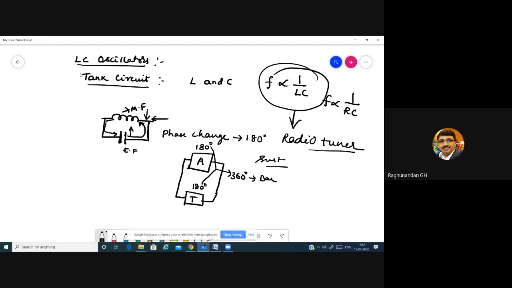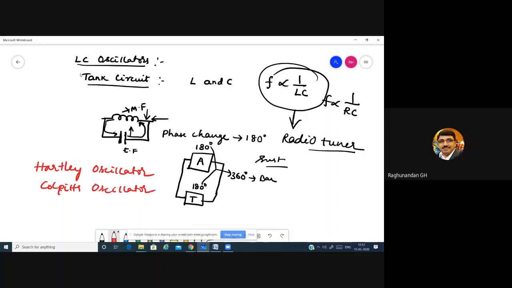I think you remember the Hartley oscillator and the Colpitts oscillator.